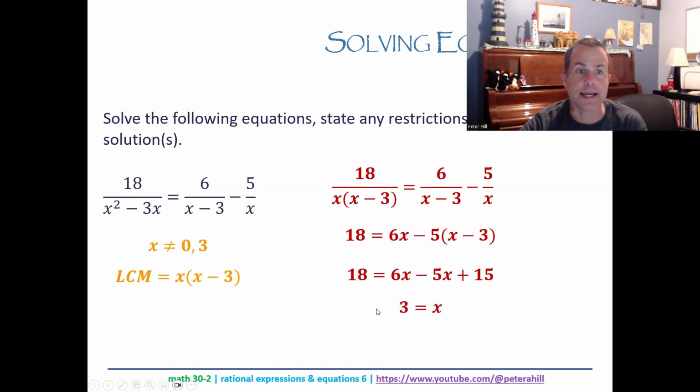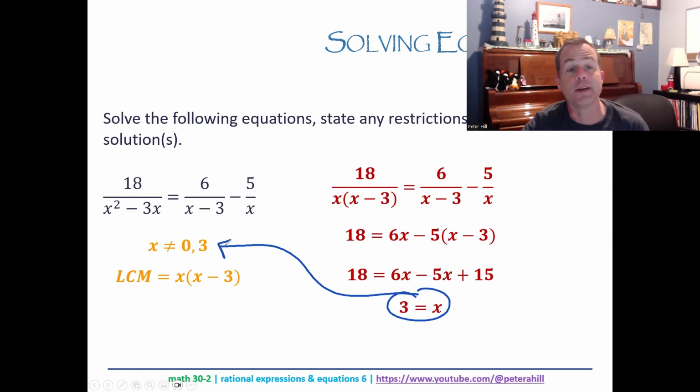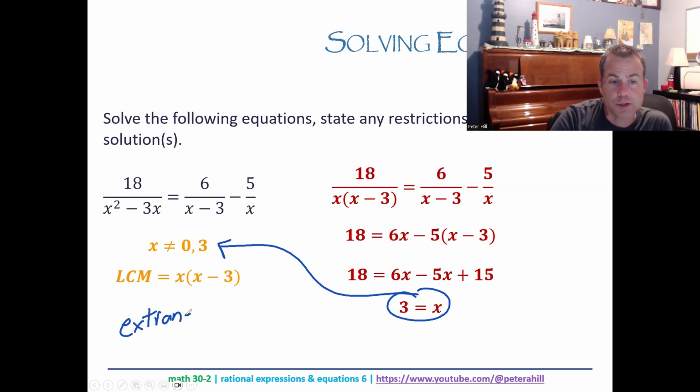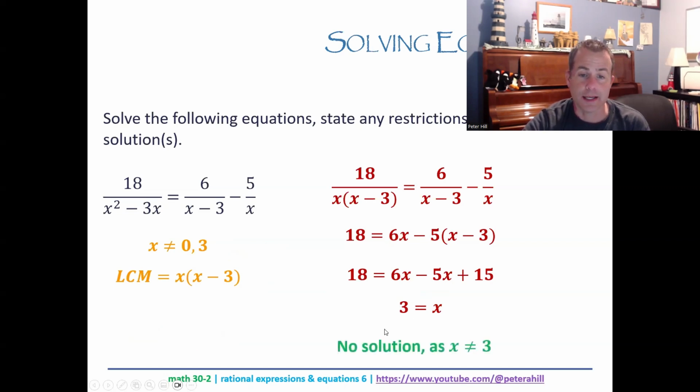Okay. Now, take note, friends. X equals 3 is no bueno because it's a non-permissible value, which means I have found something called an extraneous root. Extraneous root. Okay. Now, what I super care about is not actually that you can spell extraneous, but that you tell me that there's no solution. Okay. And tell me why you know there's no solution. So you have to interact with the fact that x actually can't be 3. So I said no solution as x can't be 3. Okay?